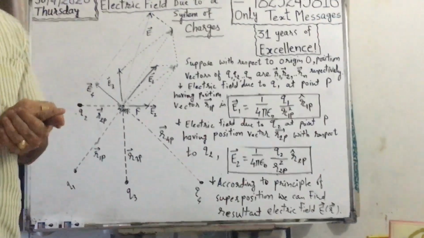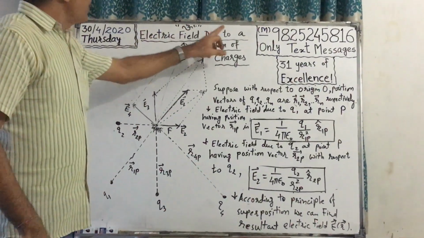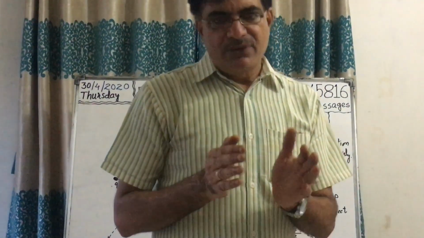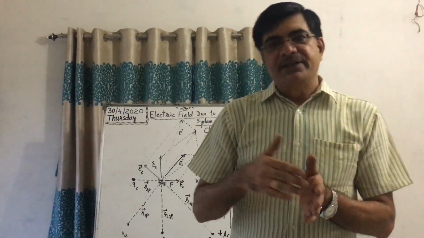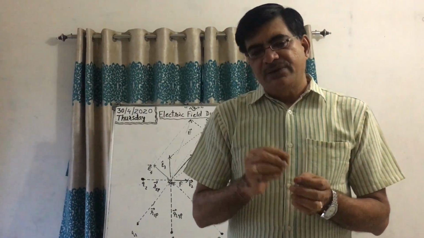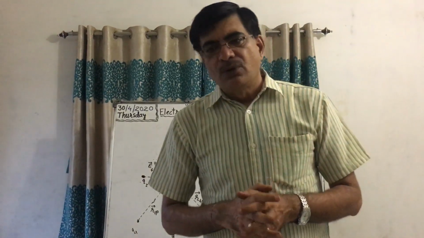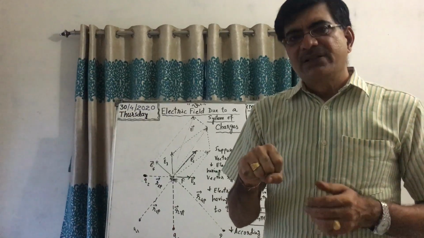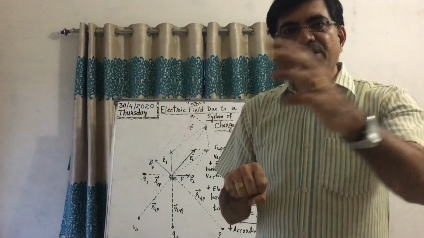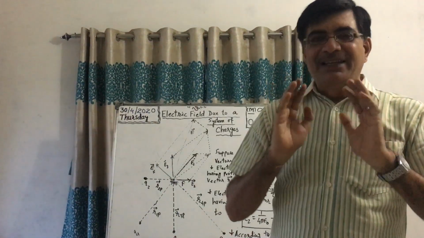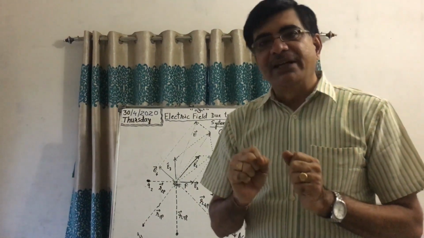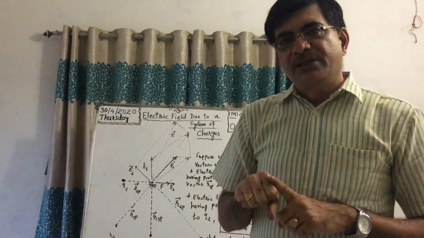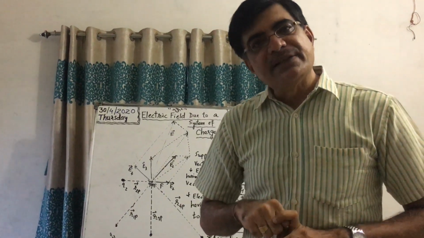Today we will discuss electric field due to a system of charges. Yesterday we discussed electric field and its intensity. Let us have a quick revision. What is electric field? Any charge produces its effect surrounding it up to a certain area. That is called the electric field of that charge. And in order to measure it, we define electric field intensity.